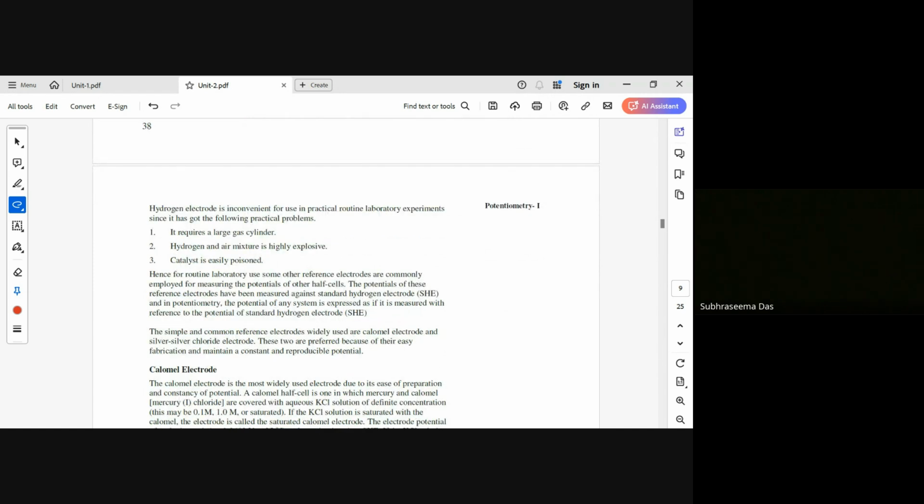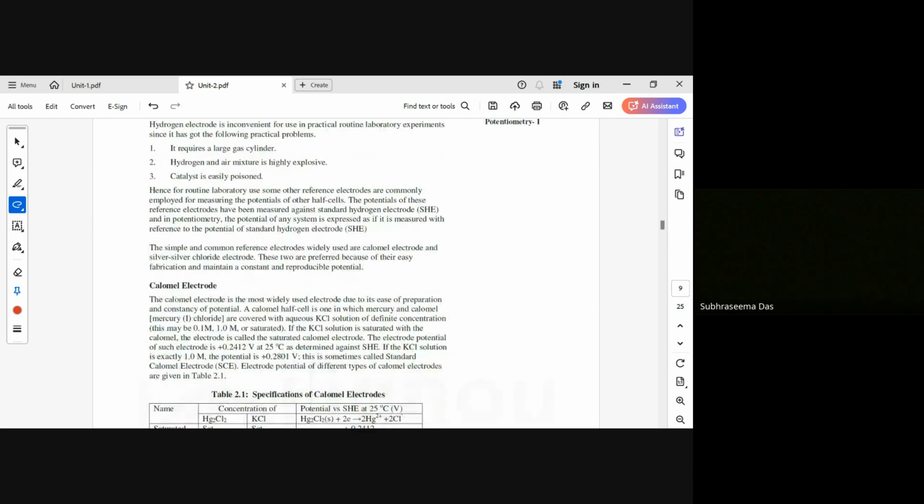Hence, for normal routine laboratory use, other reference electrodes are commonly used. The potential of these reference electrodes is first measured against SHE and then they are finally used. The simple and common reference electrodes that we use today are the calomel electrode and the silver chloride electrode. These two are mostly preferred because they can be easily prepared and they maintain a constant and reproducible potential throughout the laboratory work. So in contrast to using SHE, daily laboratory work uses a calomel electrode or a silver chloride electrode.